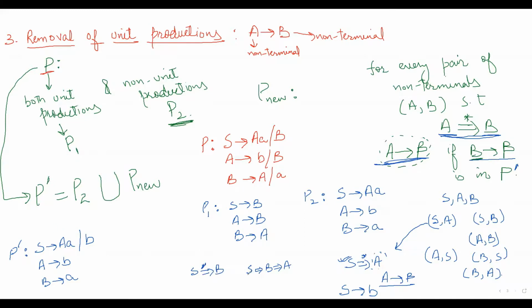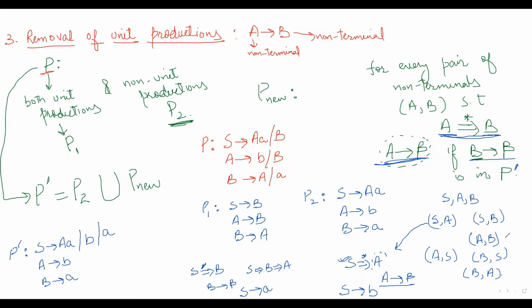So in P dash, I have to check if there is any such production, B gives beta. Is there any such production? Yes, B gives A. So beta is A. So I have to add this production as well. S gives beta. So instead of beta, I have S gives A. So I have to add this production.